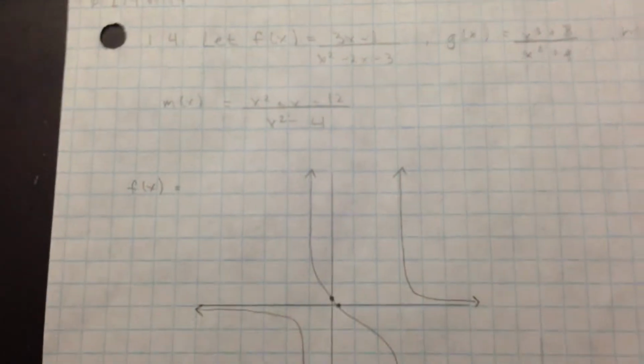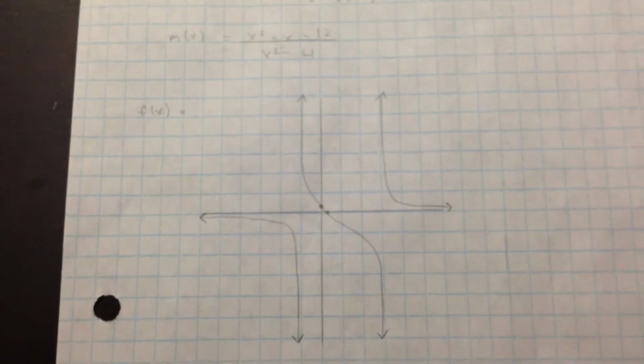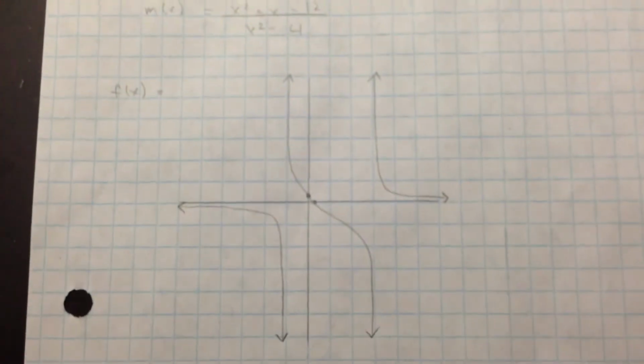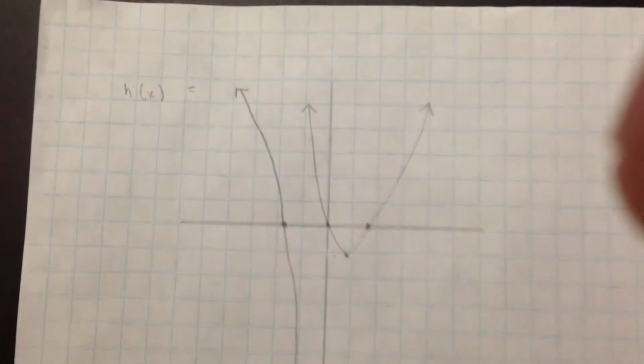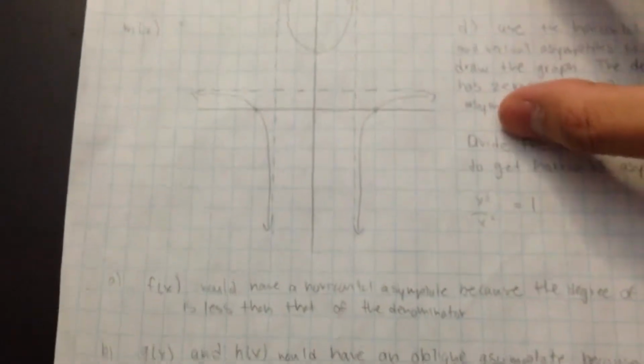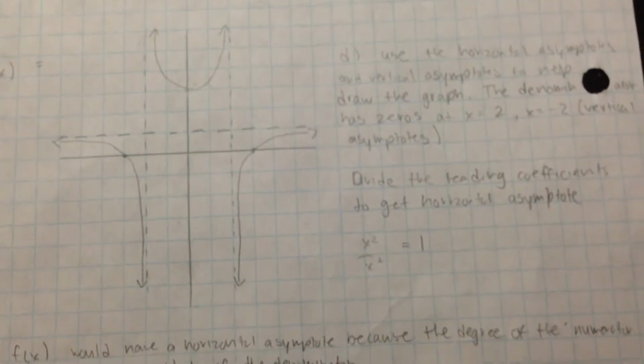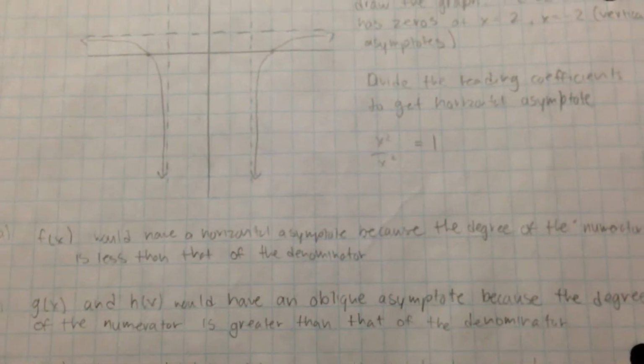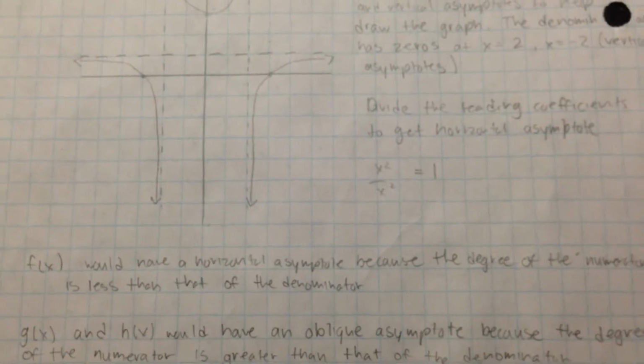So what I did first was graph all of these functions just to verify my method. So here's h of x, that one comes later. So A asks, which of these rational functions has a horizontal asymptote? Now my method is by inspection of the equation.